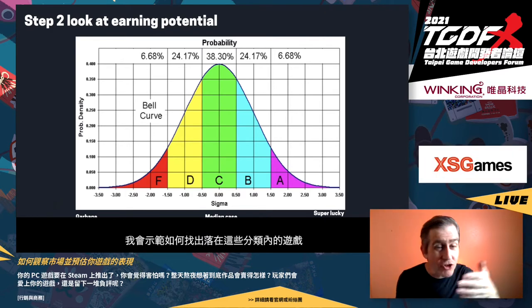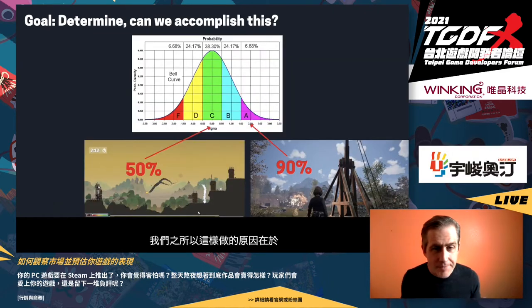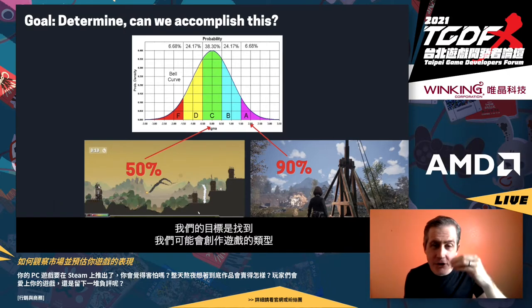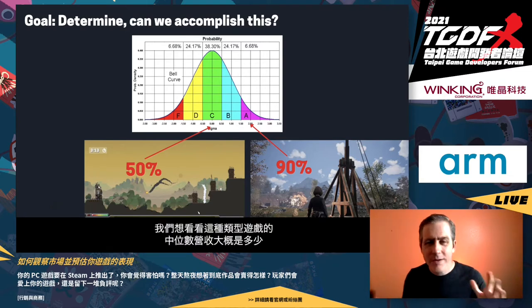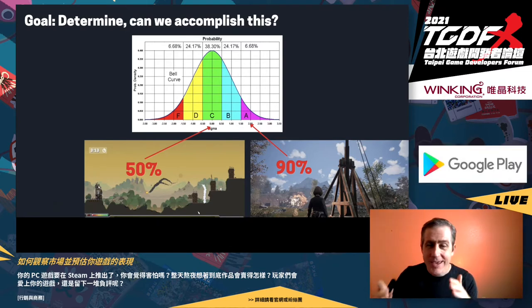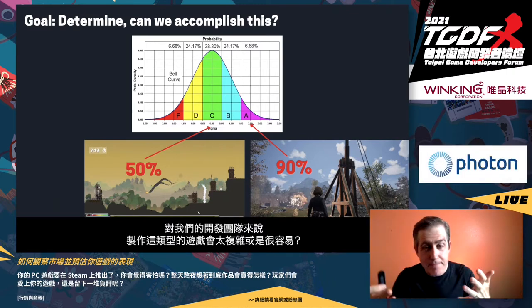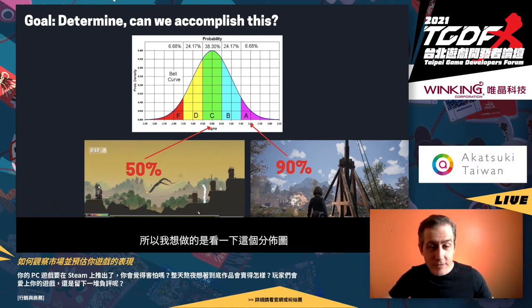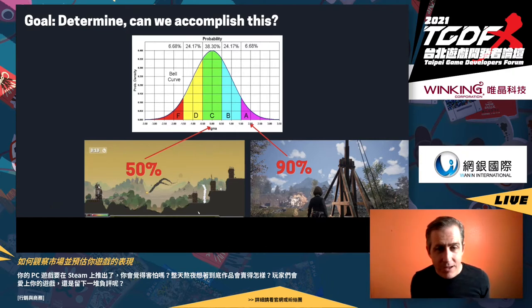And I'm going to show you how to find games that align with this spectrum, okay? The reason we're doing this is our goal is to look at a genre that we might be making a game for. And we want to see, okay, what does the median earning game look like? Is it very complicated or is it easy for us as a development team to make, or is it way too hard? So I want to look at this distribution and see if the median game, the center game here, is really easy.